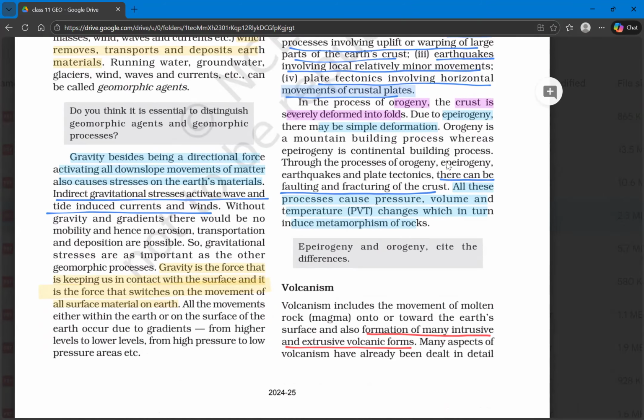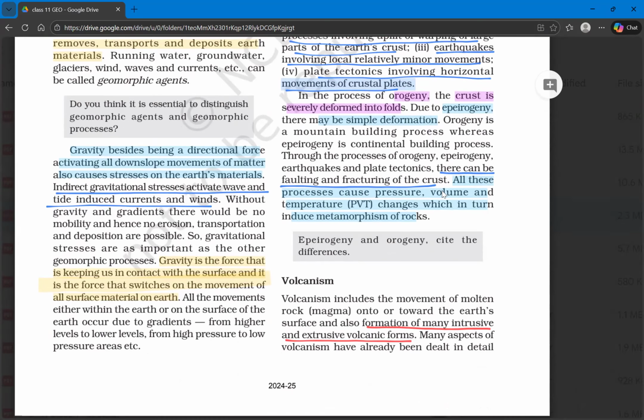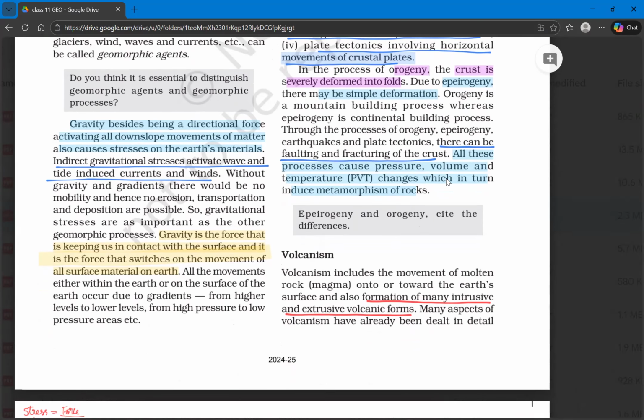Through the processes of orogeny, epirogeny, earthquakes and plate tectonics, there can be faulting and fracturing of the crust. So what happens due to these processes? There will be faulting and fracturing of the crust. All these processes cause pressure, volume, temperature changes within, which in turn induce metamorphism of rocks. So how do metamorphic rocks form? Due to PVT changes in either igneous rocks or sedimentary rocks. So these changes induce metamorphism of rocks. So this is about diastrophism.